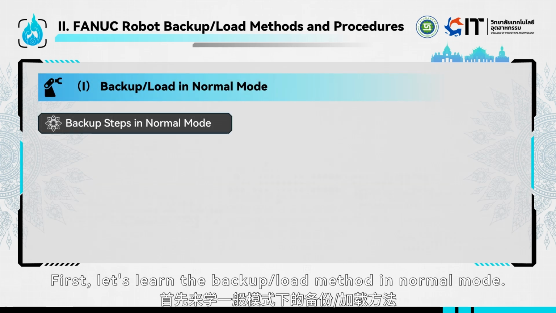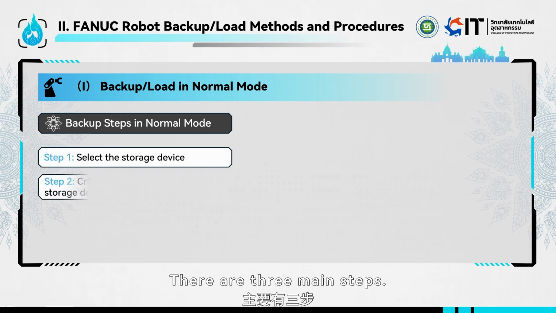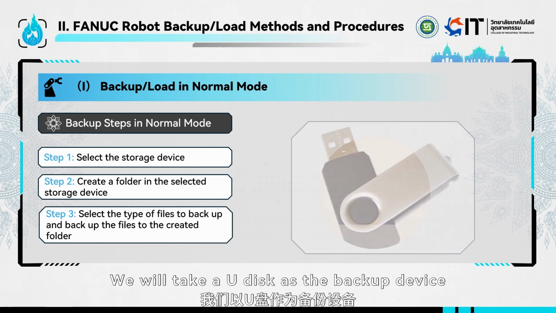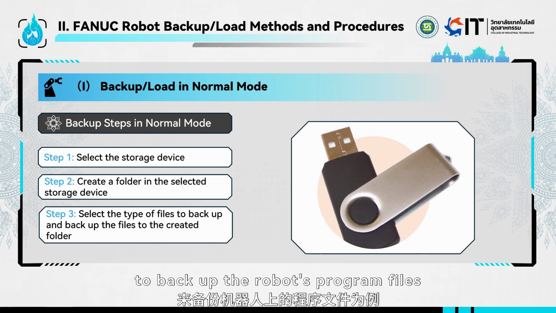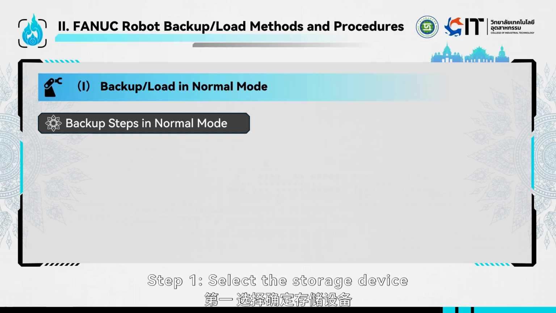First, let's learn the backup and load method in normal mode. 1. Backup steps in normal mode. There are 3 main steps. We will take a U-disk as the backup device to back up the robot's program files as an example. Step 1. Select the storage device.